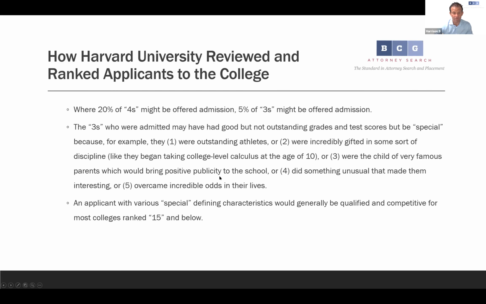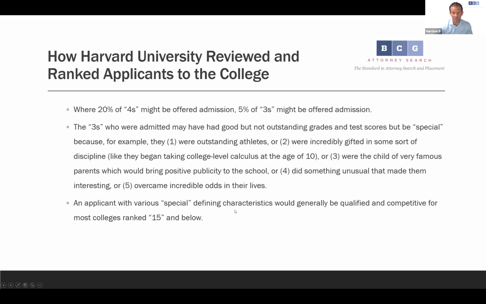And then they're just not special, because they might get admitted for reasons like they're really good athletes, and so they get a preference to get on a sports team there, or they're very gifted in some discipline, like they took calculus at the age of 10, or have famous parents, or something unusual. So a lot of times they're admitted because they're very special. There's just something unusual about them. They may have grown up in a horrible neighborhood, or they have some other great things.